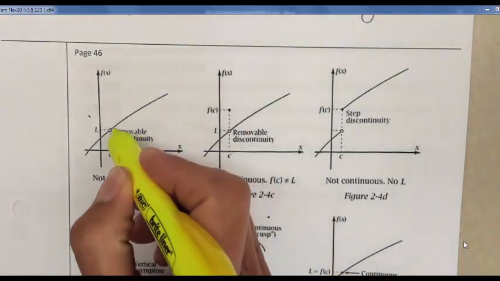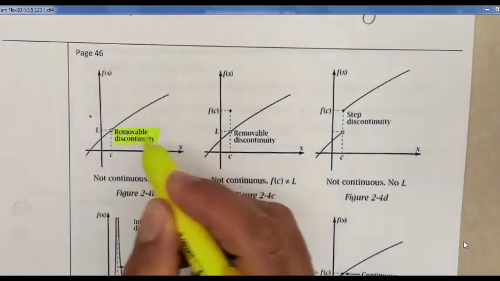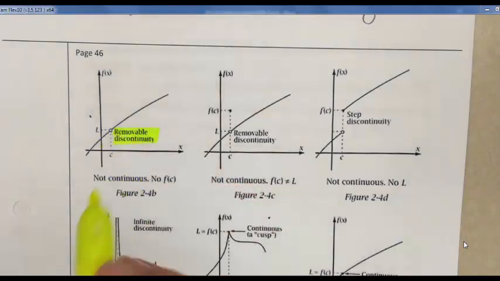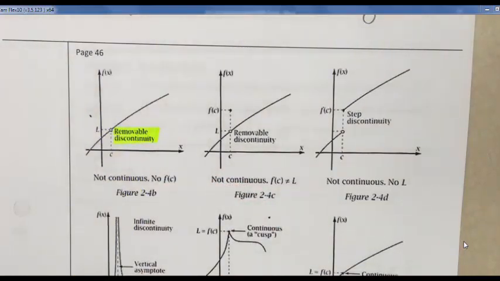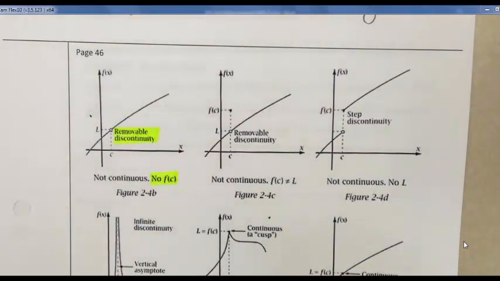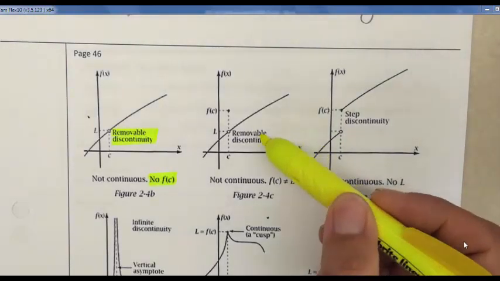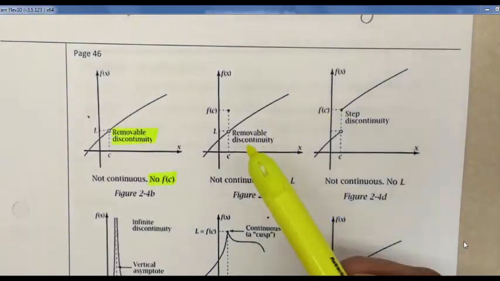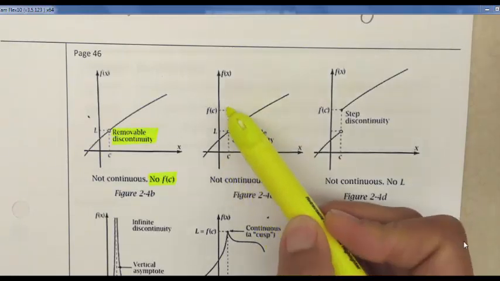So the first one is removable discontinuity. That's where you just have a hole and you have no value for C. So f of C is undefined. Okay, so no f of C. Yeah, let's go ahead and highlight that. Why not?